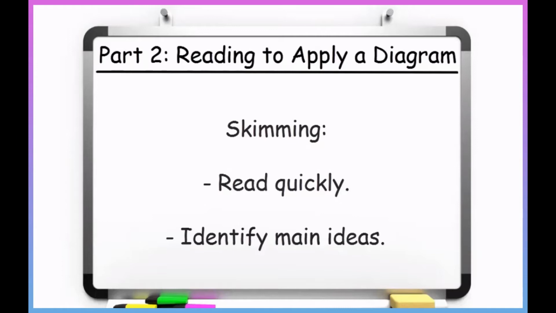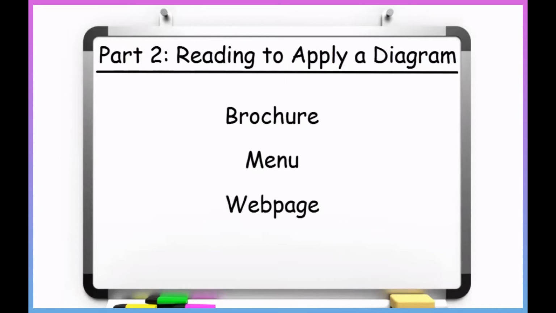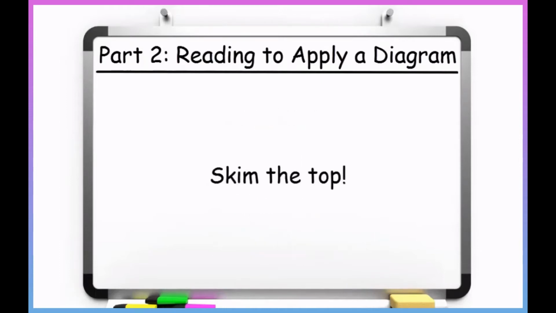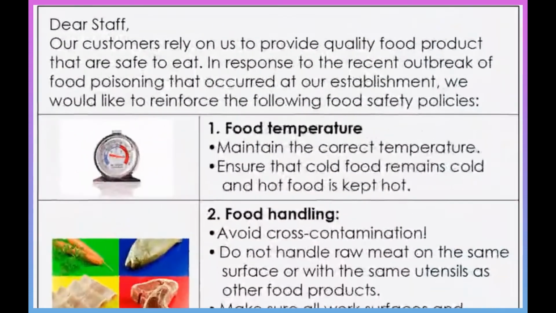Remember that each diagram in reading part 2 will look a little different. Sometimes it may appear as a brochure, or a menu, or even a web page. In this case, it's basically a set of instructions. But regardless of how it's presented, you should start by skimming the top of the graphic. This typically gives you some general information. Here, I can see that this diagram is a set of food safety policies for some staff. So they probably work in a restaurant.